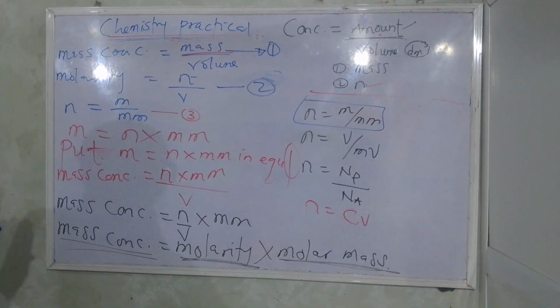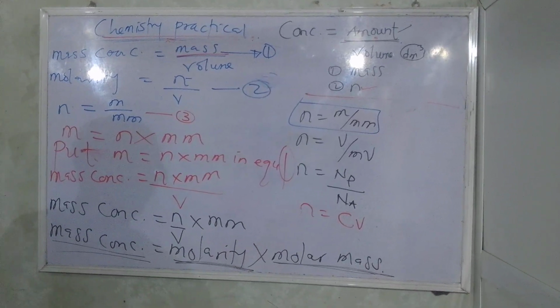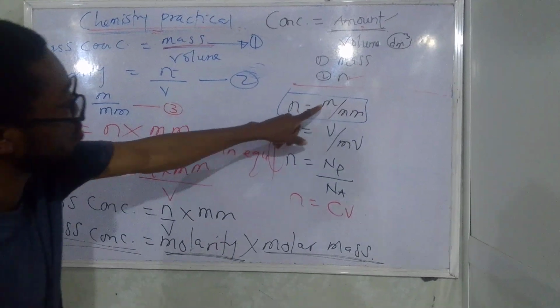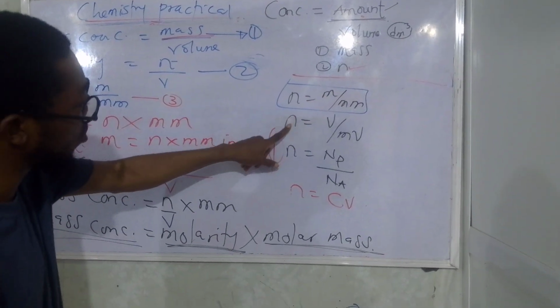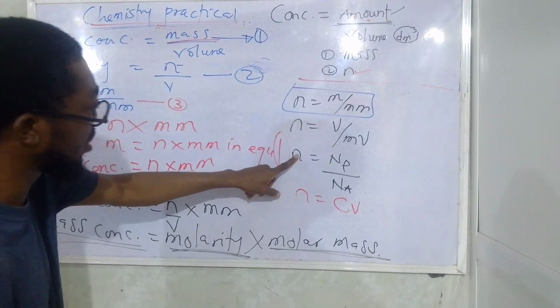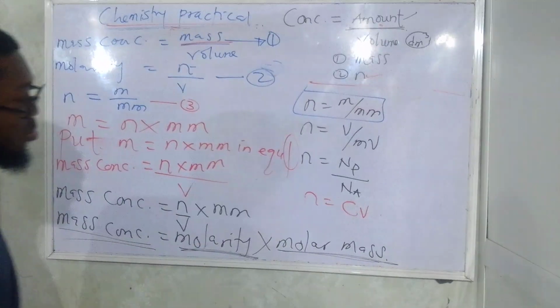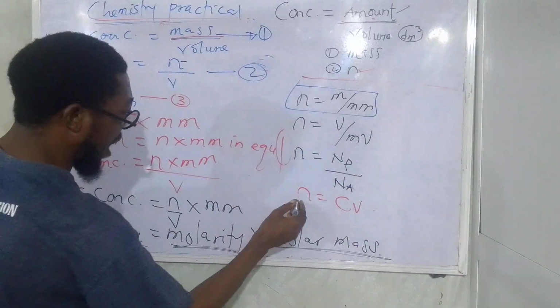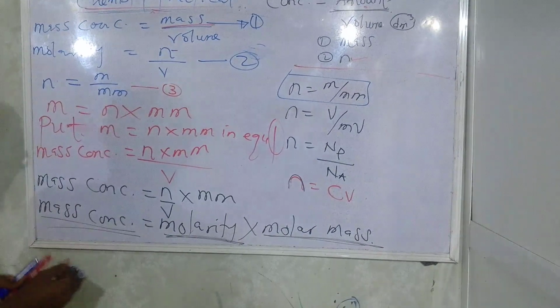So the formulas that you need to put in your head right now are: number of mole is mass over molar mass. Number of mole is volume over molar volume. Number of mole is number of particles over Avogadro's number. And number of mole is equal to concentration times volume.